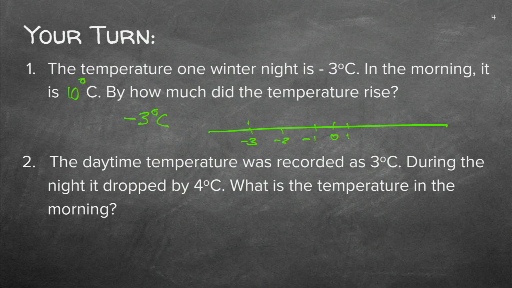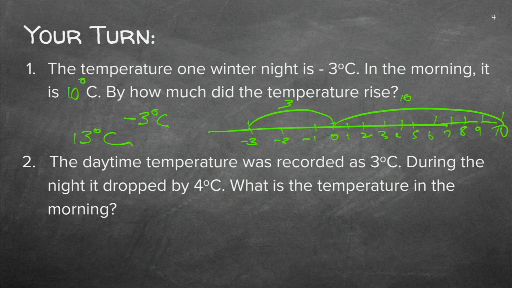So here we've got 1, 2, 3, 4, 5, 6, 7, 8, 9, and 10. So they ask us by how much did the temperature rise. So we have to count from -3 to 0 and then another 10. So the temperature rose by 13 degrees Celsius. Congratulations if you've got that one correct.